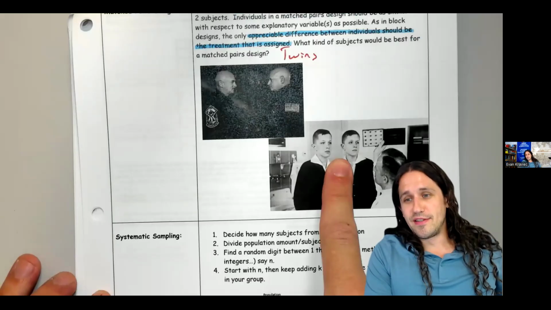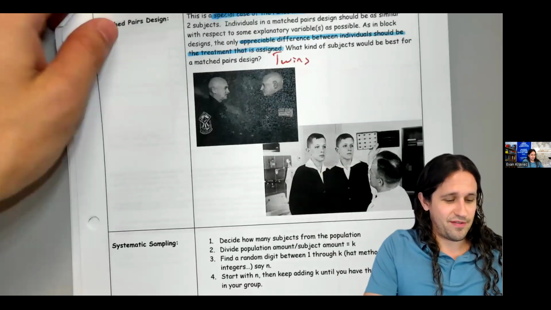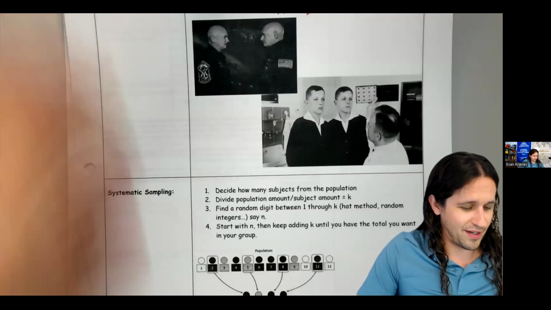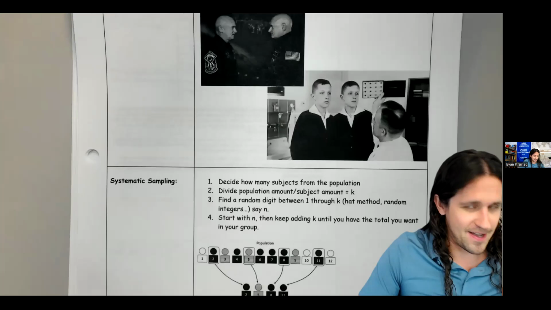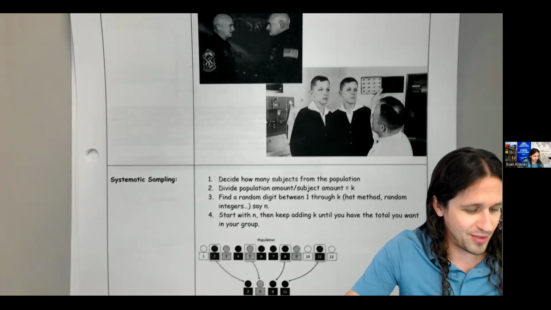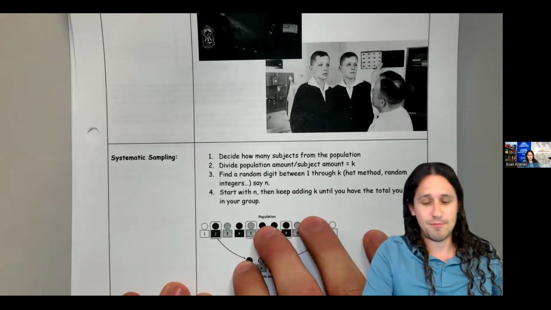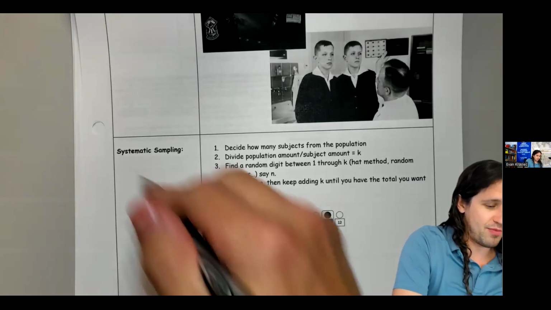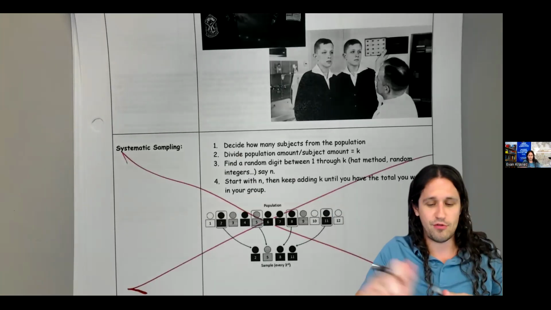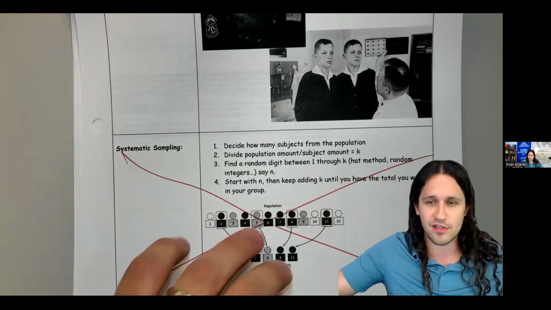That's bad. That's bad stuff. That's Dr. Mengele stuff. Don't do that. Consent is important for medical experimentation. We're not going to do systematic sampling. You can just go ahead and put a big cross through it. I don't know why I still have it there in the notes, but it's fun to make a big X.